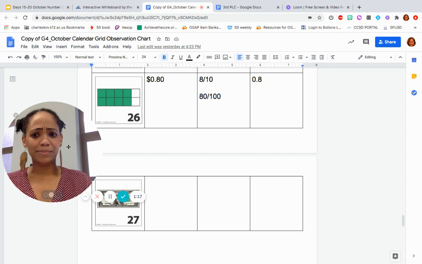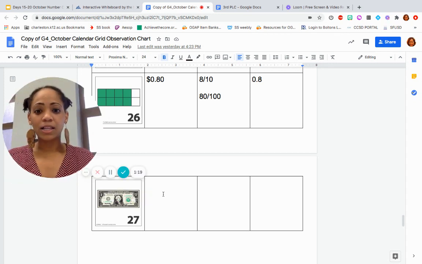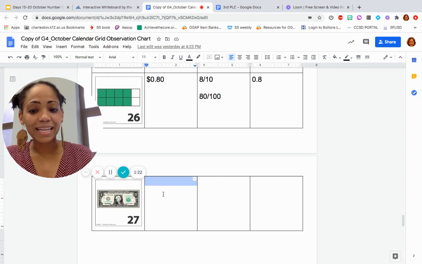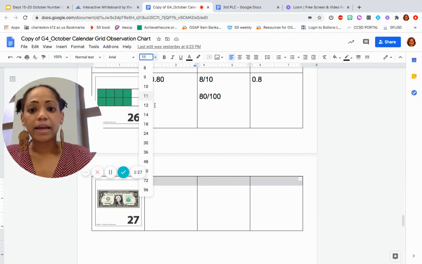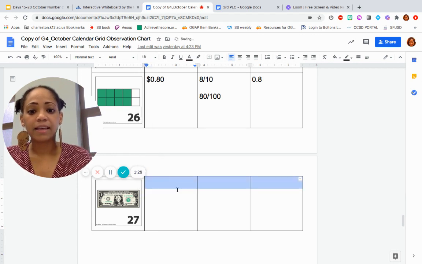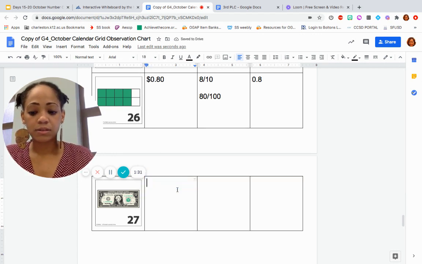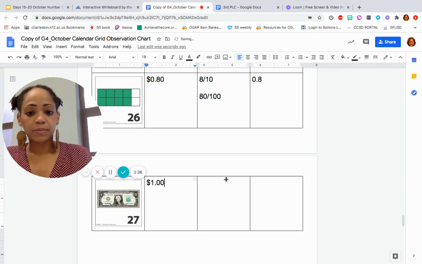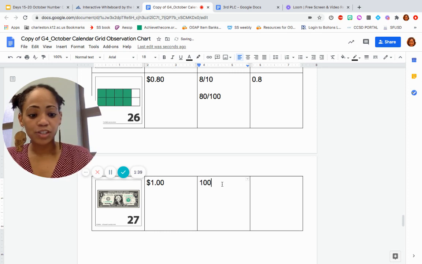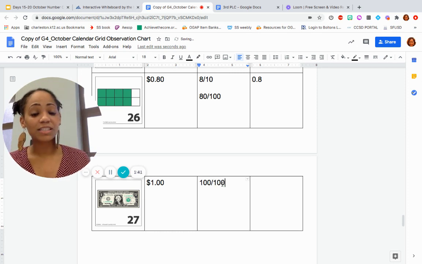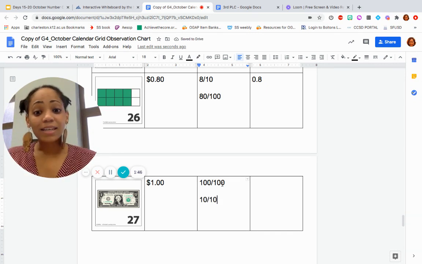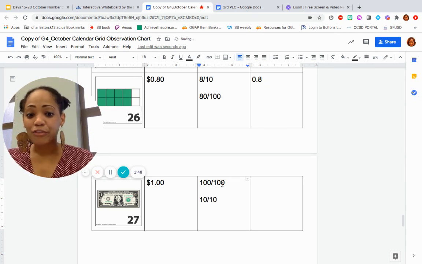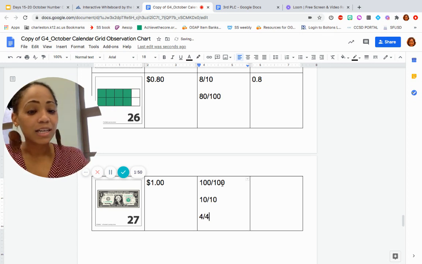This is going to be really easy because we know that it is a dollar. So we don't even have to relate it to money because it is indeed money. But how do I write this as a fraction? Good. 100 cents out of the 100 cents it takes to make up a dollar. Or I could say 10 dimes out of the 10 dimes it takes to make up a dollar. Or I could say 4 out of the 4 quarters it takes to make up a dollar.